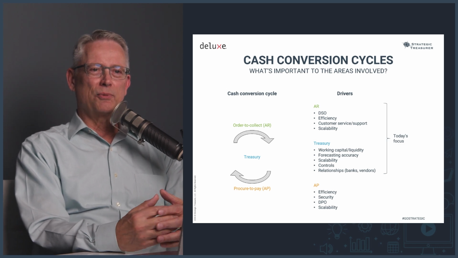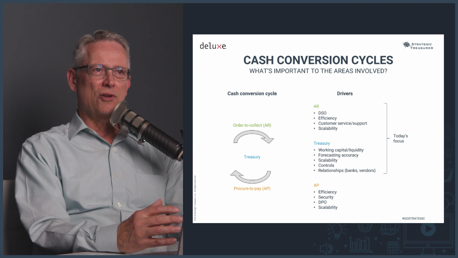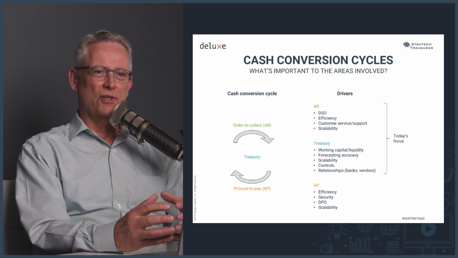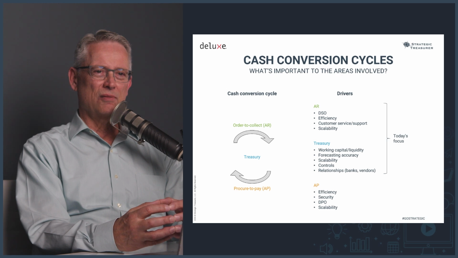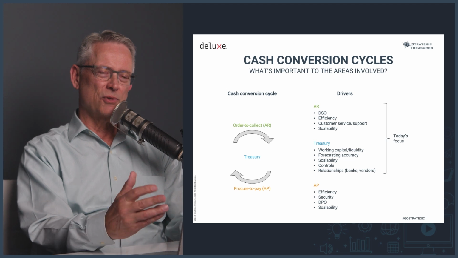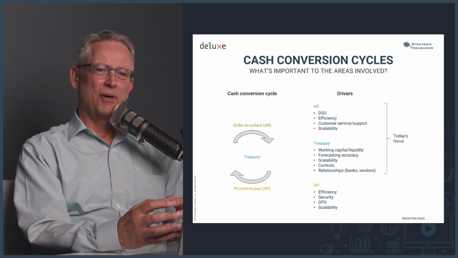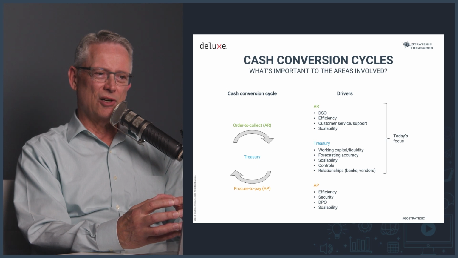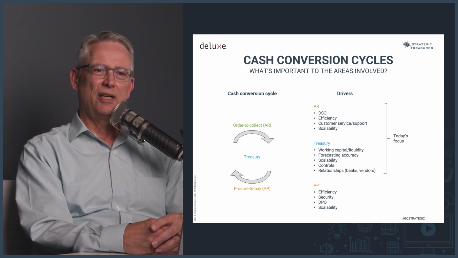So, of course, in accounts receivable, we focus on DSO, although I'm finding now more and more folks are de-emphasizing DSO and really focusing more on specific situations with specific groups of customers or categories of customers. But we definitely focus on DSO. That's how AR people are typically judged.